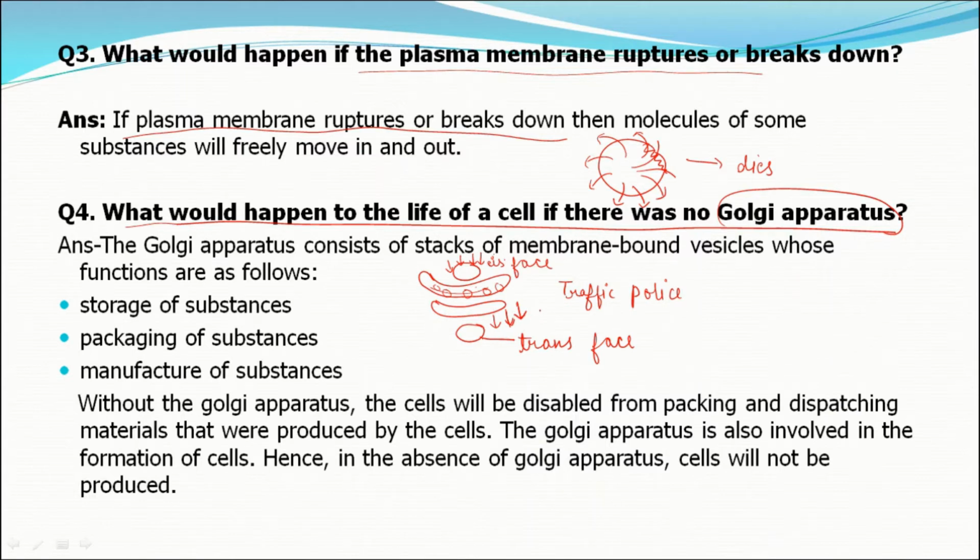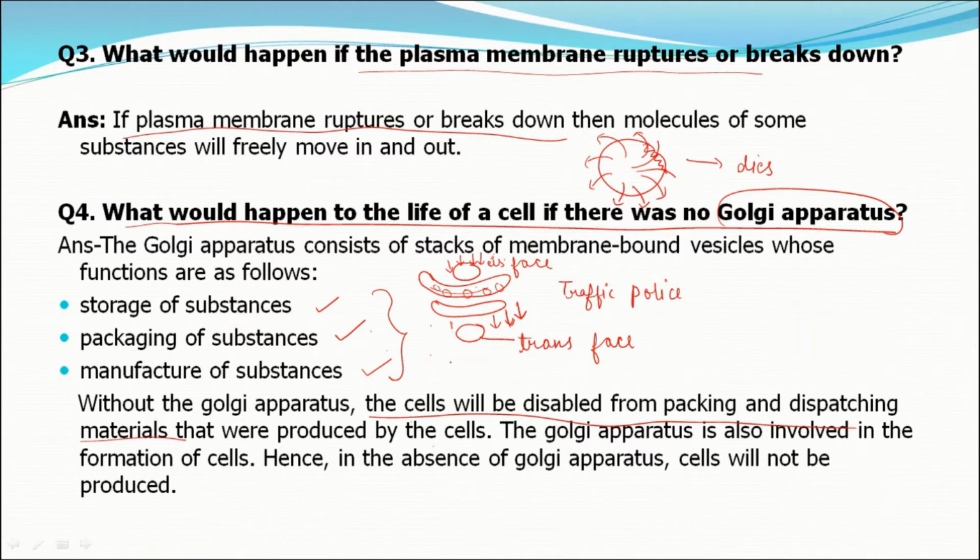So we can say the functions of Golgi are storage of substances, packaging of substances, and manufacturing of substances. So these are the important functions of Golgi apparatus. Without the Golgi apparatus, what will happen? The cell will be unable to perform these functions. In absence of these actions, what will happen?